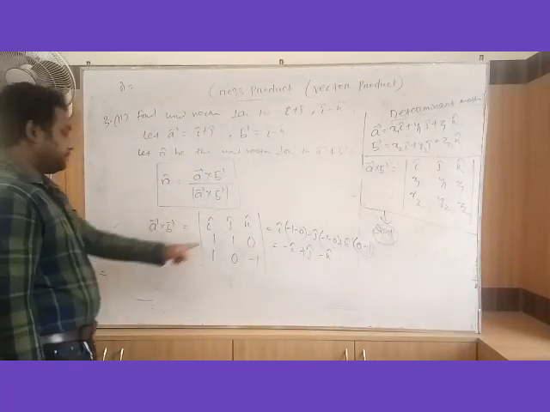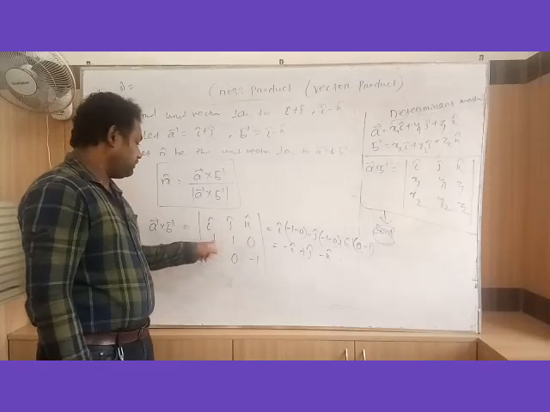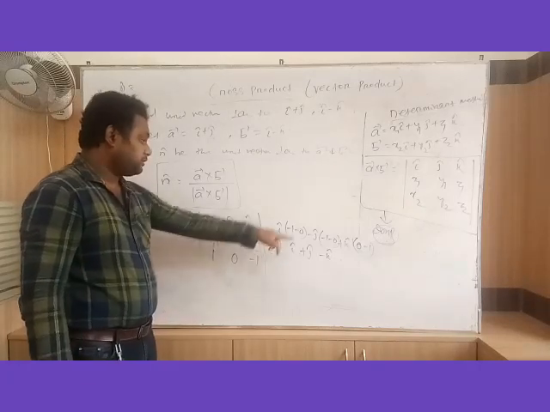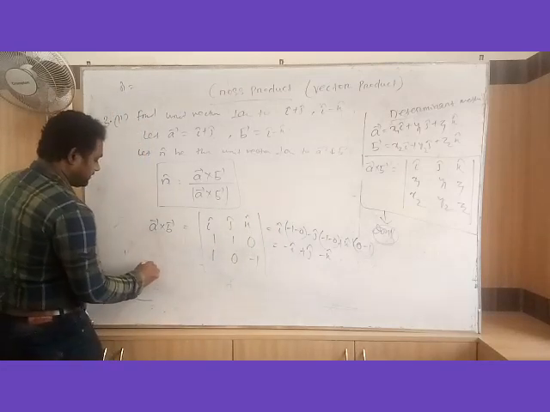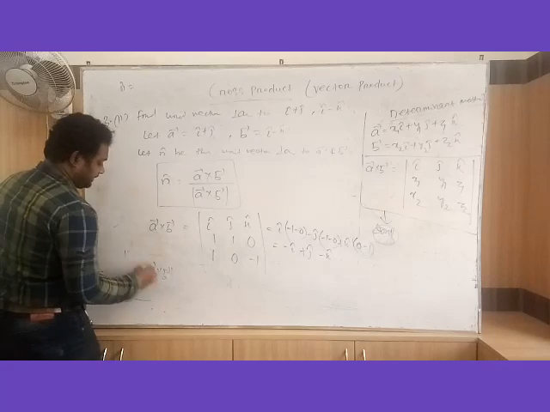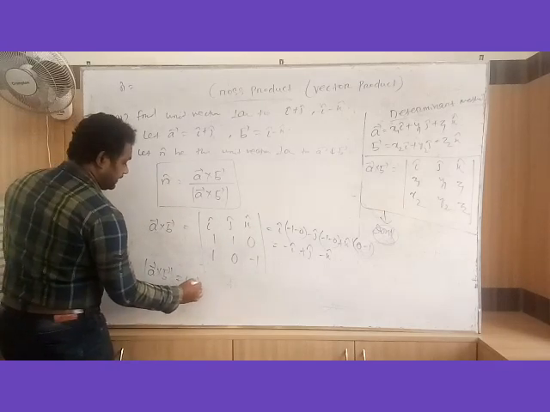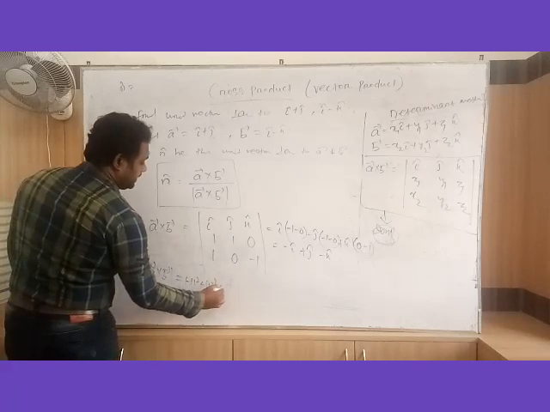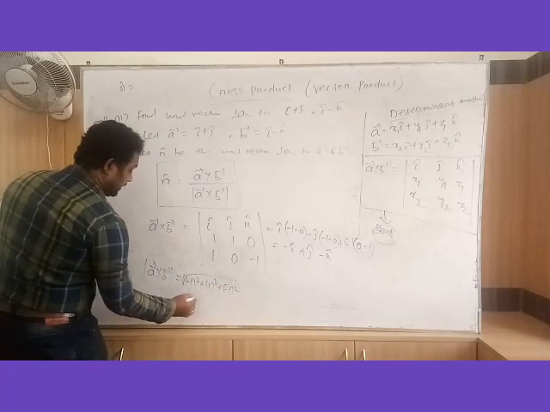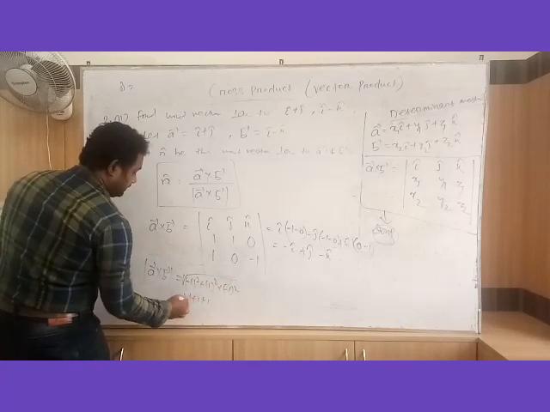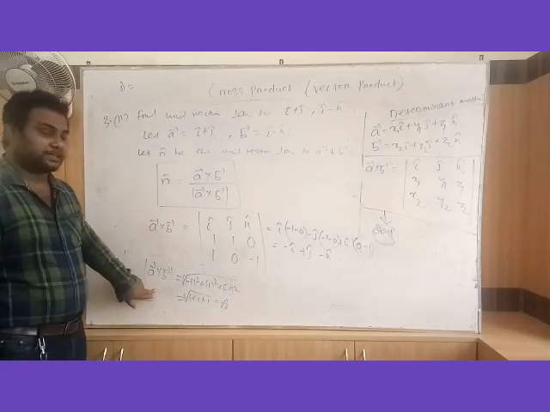Okay, minus 1 minus 0, then minus j cap into minus 1 minus 0 plus k cap into 0 minus 1. So now we have to find out the magnitude of A cross B. So magnitude of A cross B becomes square root of minus 1 square plus 1 square plus minus 1 square, which is equal to 1 plus 1 plus 1, which is equal to root 3. So here we get the magnitude of A cross B.